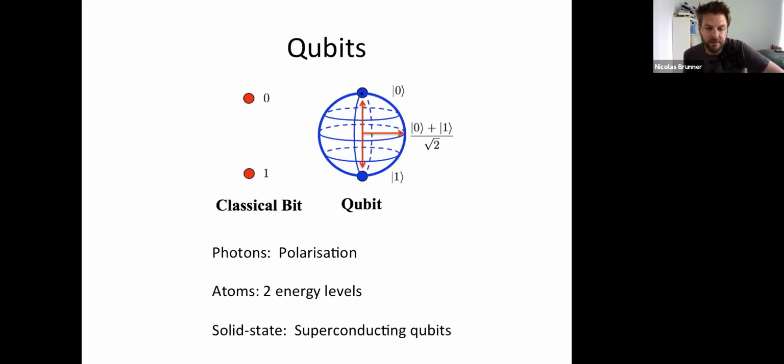Okay, and then there is another possibility to create qubits, which is a bit more sophisticated. These would not be just a single particle or a very elementary system. It would be a more complicated device. One example is the so-called superconducting qubits, which we see here.